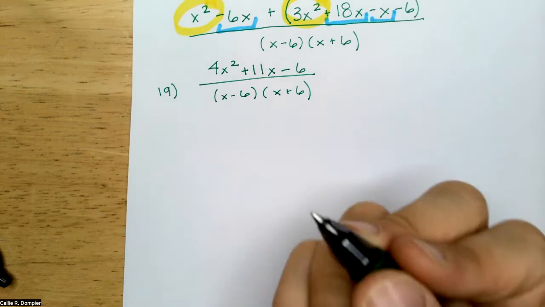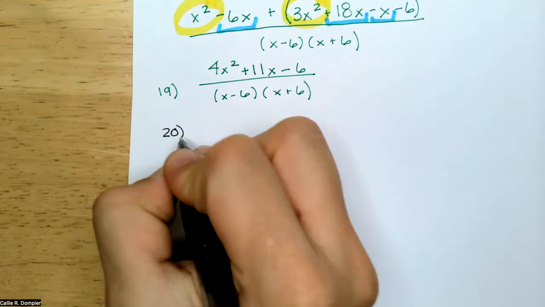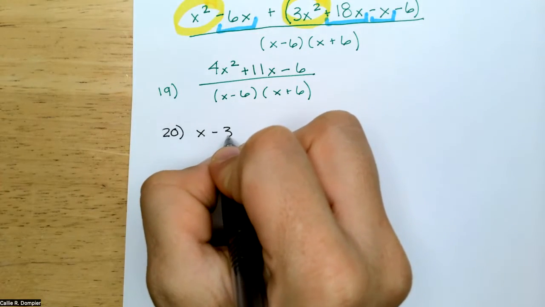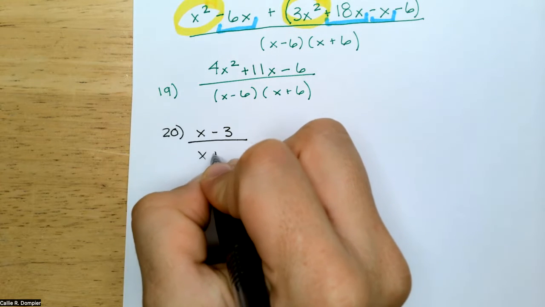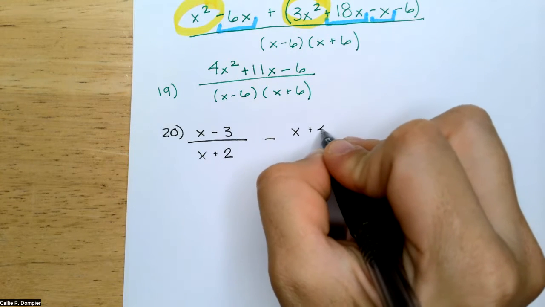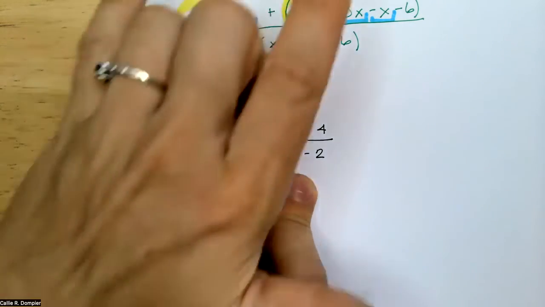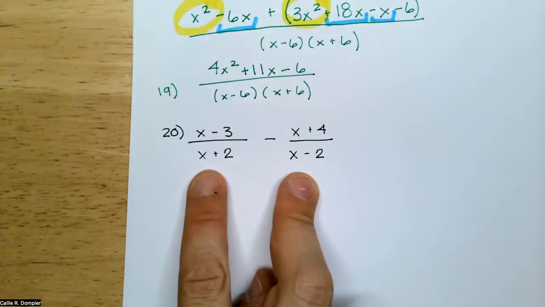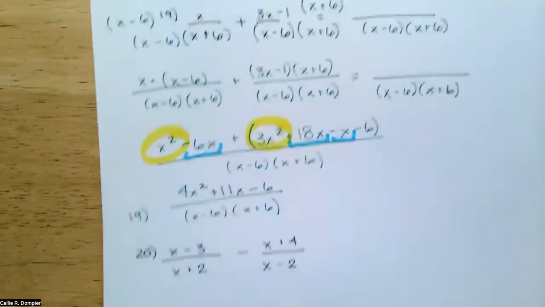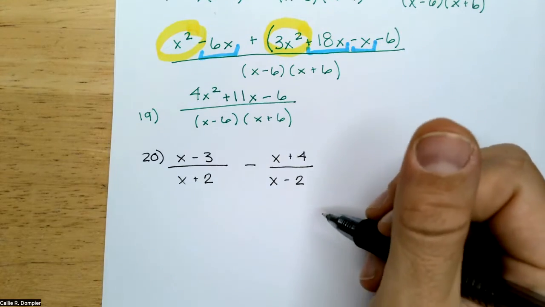Okay, go on to number 20. Number 20 has x minus 3 over x plus 2, so it's looking similar, minus x plus 4 over x minus 2. It's kind of the same format, where the only difference is addition and subtraction. However, this one is subtraction and the last one was addition. With subtraction, you just want to make sure to include the parentheses and then distribute that minus sign.